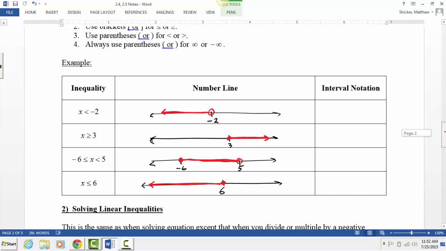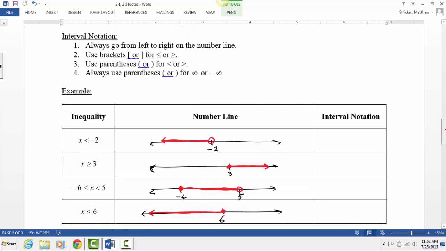Now, interval notation is just a way of representing what we see on the number line in a more compact form, I like to say. So let's go back up here to my 4 little notes. The first note is that you always go from left to right on the number line when you're writing out your interval notation, just like we read a book, left to right.